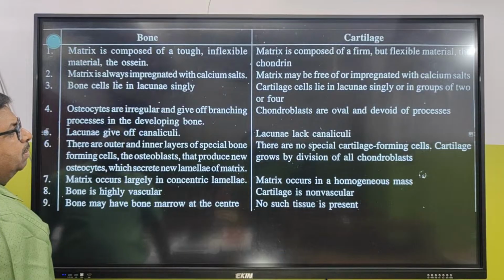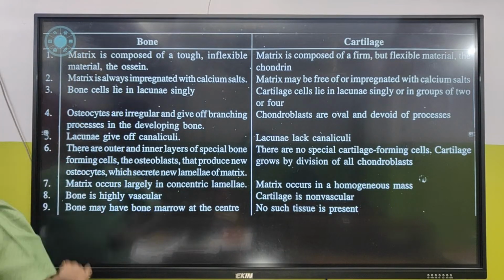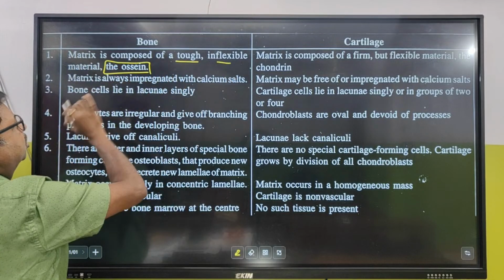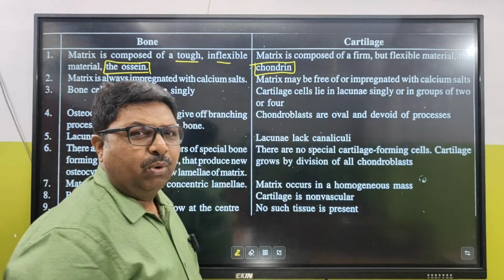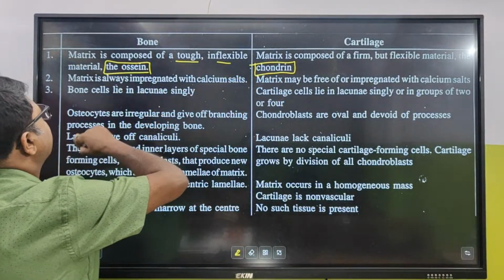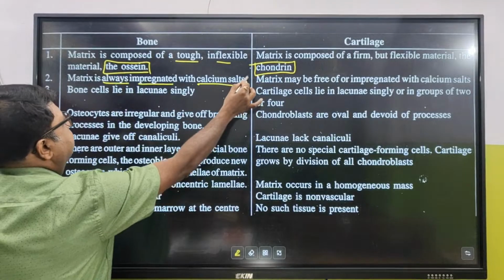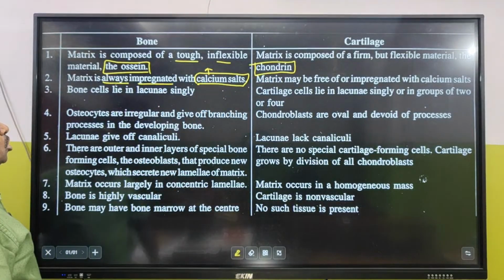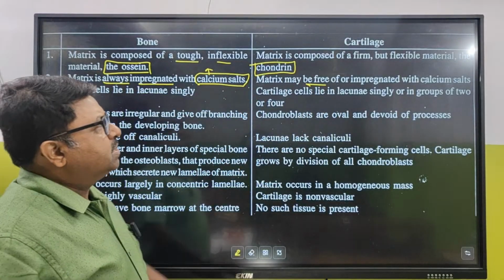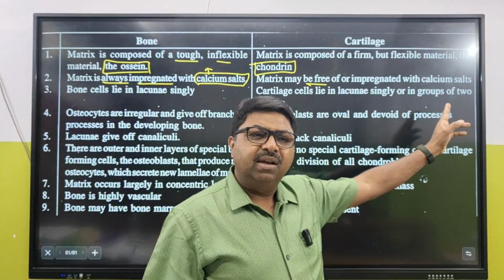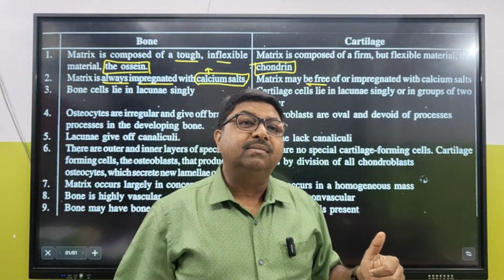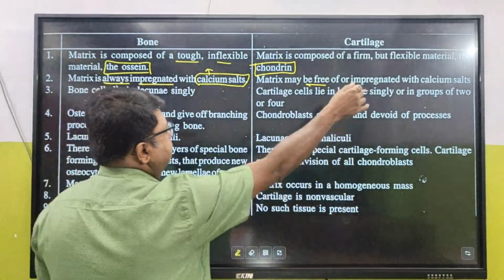When we talk about the difference between bone and cartilage, inside bone there is a protein called ossein. We have talked about this. Matrix is composed of a tough, inflexible material, that is ossein. In case of cartilage, it is made of what? Chondrin, and that is a bit flexible. Bone matrix is always impregnated with calcium salts, but cartilage is free of calcium salts. Calcium salts are there only in calcified cartilage, the one cartilage that we talked about last day, okay?